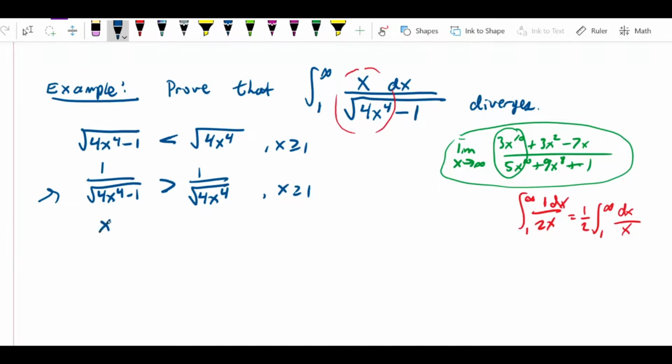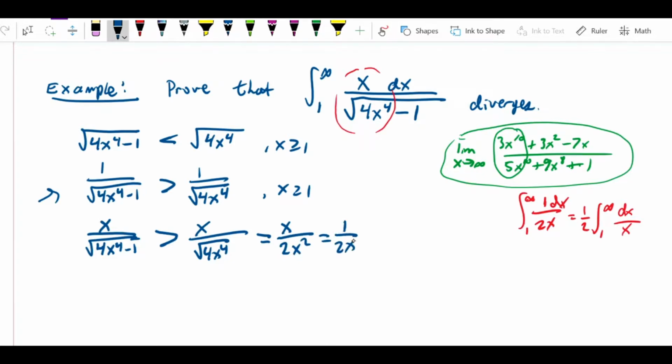So the next line I can write here is that x over the square root of 4x to the fourth minus 1 is greater than x over the square root of 4x to the fourth. Now what is this equal to? This is going to equal x over 2x squared, and that's going to equal 1 over 2x. So now I have the f and the g that I need. Here the inequality actually goes this way. This is all greater than or equal to 0. So that makes this f and this g in the comparison test theorem.